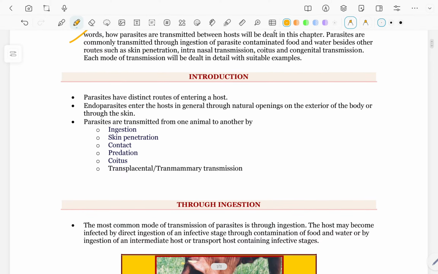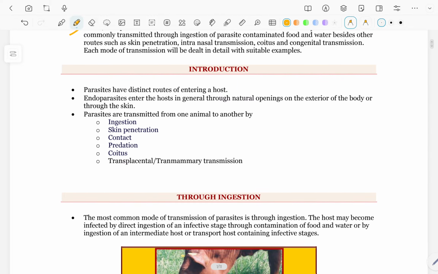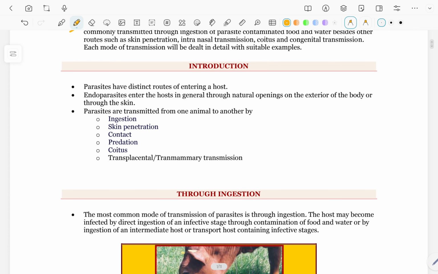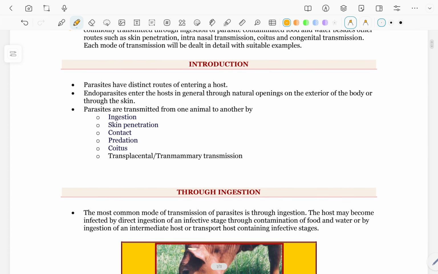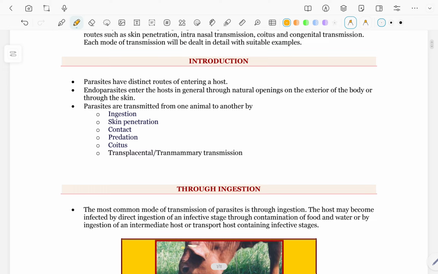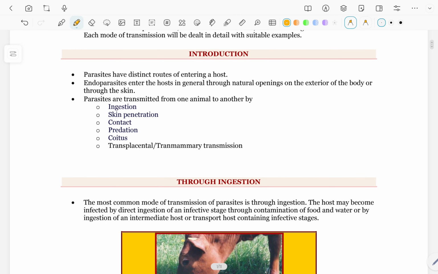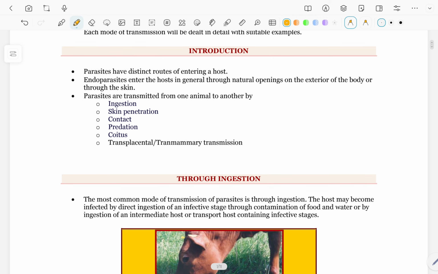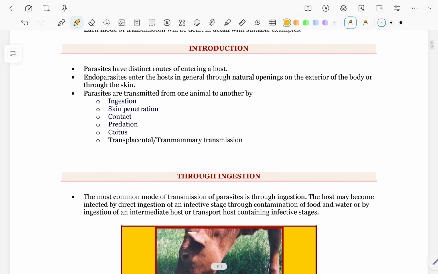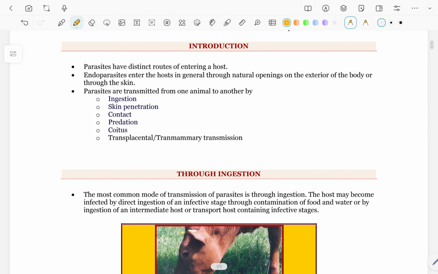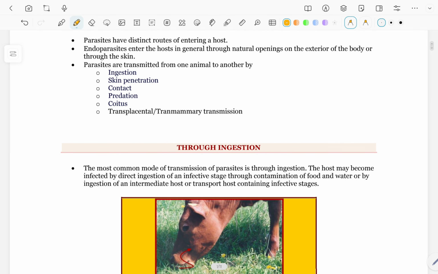Introduction. Parasites have distinct routes of entering a host, and parasites enter the host in general through natural openings on the exterior of the body or through the skin. Parasites are transmitted from one animal to another by ingestion, skin penetration, contact, predation, coitus, transplantation, or transmammary transmission, or through injection.